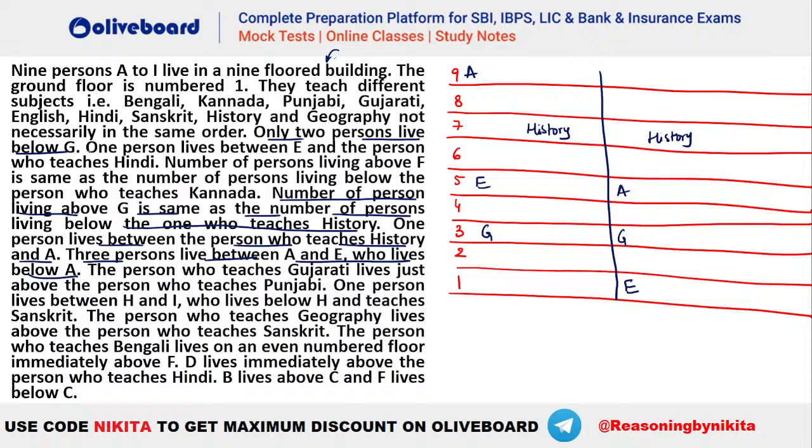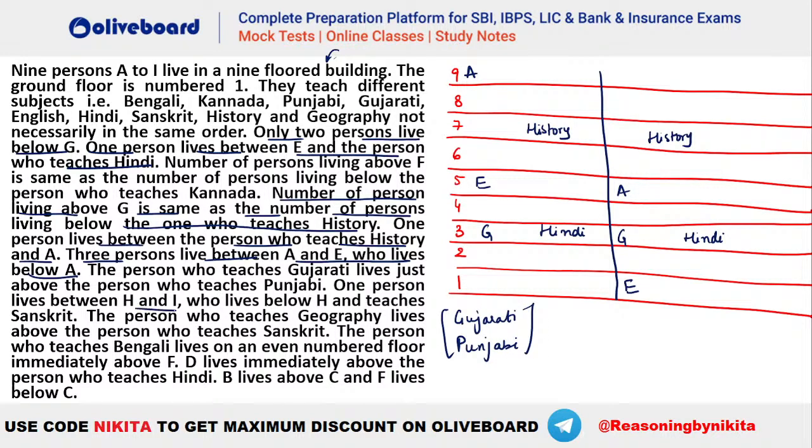Once you get your E, you can draw Hindi also. One person lives between E and the one who teaches Hindi. So you can see in the first case, Hindi will be this person. In the second case, Hindi will be this person, isn't it? So we have found Hindi. Now what else do we have? The person who teaches Gujarati lives just above the one who teaches Punjabi, right? So let's write it down that once we place wherever we have this position, we will check. So the one who teaches Gujarati is just above Punjabi. So something like this. Okay, this is an information which we will be using later.